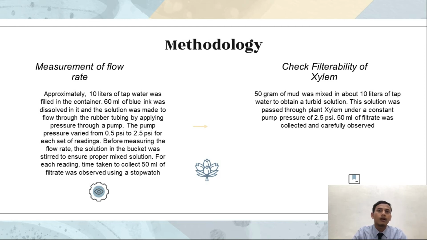Finally, it is to check the filterability of xylem. 50 grams of mud was mixed in about 10 liters of tap water to obtain a turbid solution. This solution was passed through plant xylem under a constant pump pressure of 2.5 per square inch. 50 ml of filtrate was collected and carefully observed.